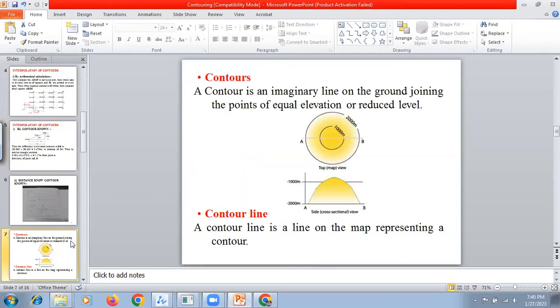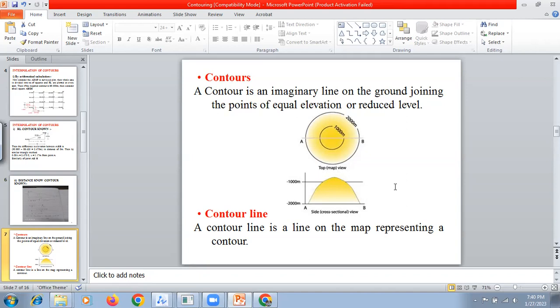So these are the definitions. Contours are the imaginary lines on the ground joining the points of equal elevation or reduced levels. This is the plan, and this is the actual section, you can say. Here you see the outer ring, the elevation is 2000 meter, whereas the inner one is 1000 meter, and its elevation is like this.